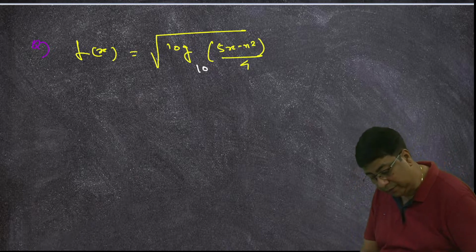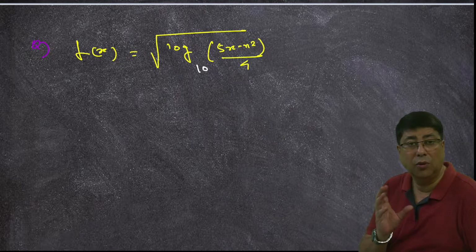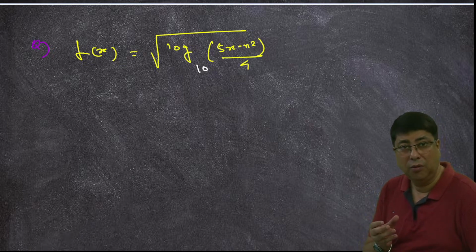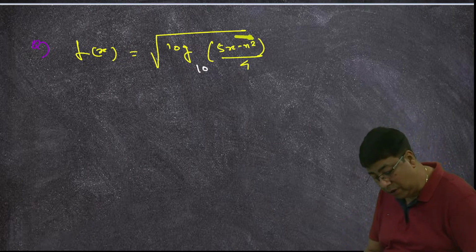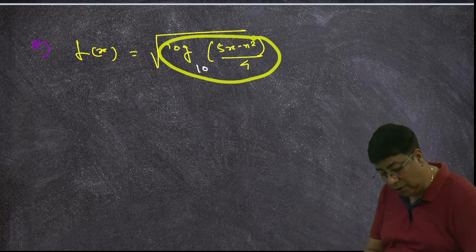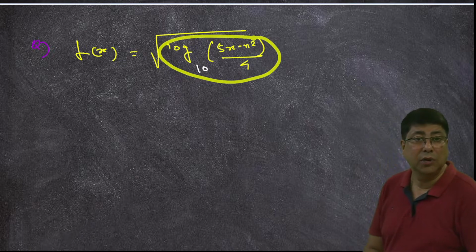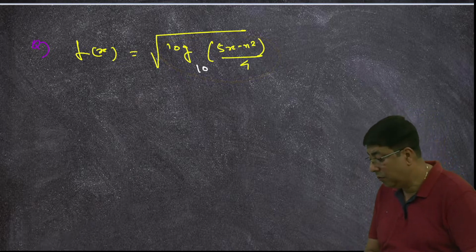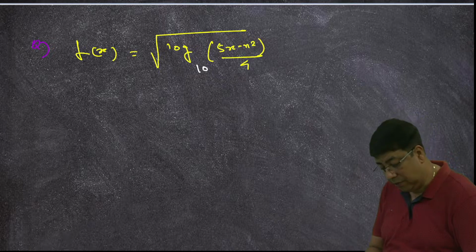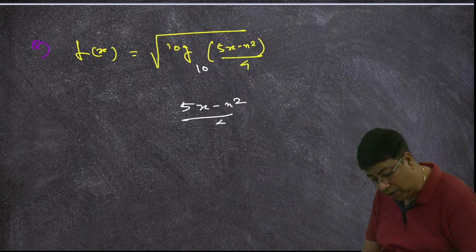As we know, whatever is within the log is always greater than 0. That we know. And outside is root over. So to counter this outside root over, the log should always be positive. Okay, log of whatever should be always positive. Then what to do for us? Just, everyone, (5x minus x square) by 4.